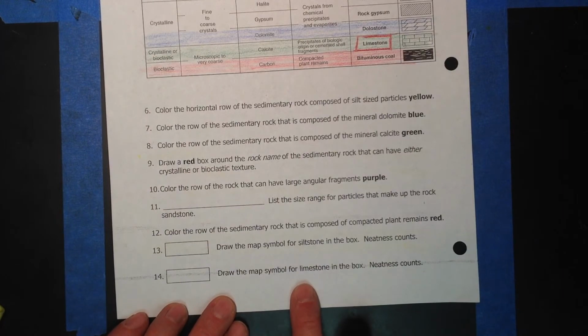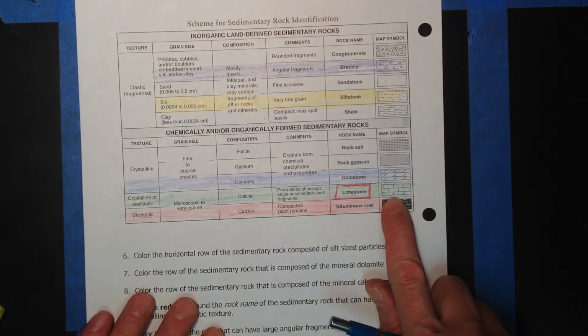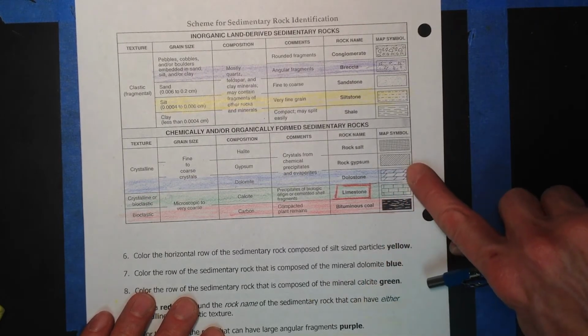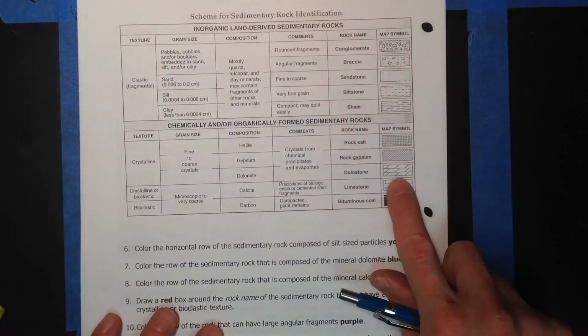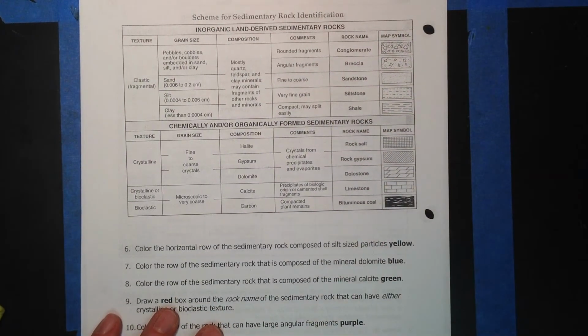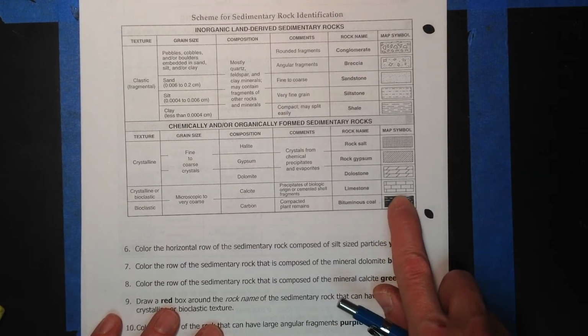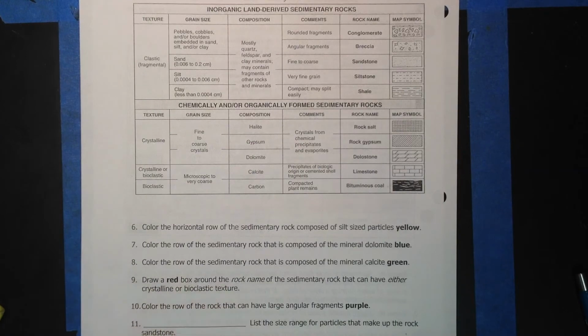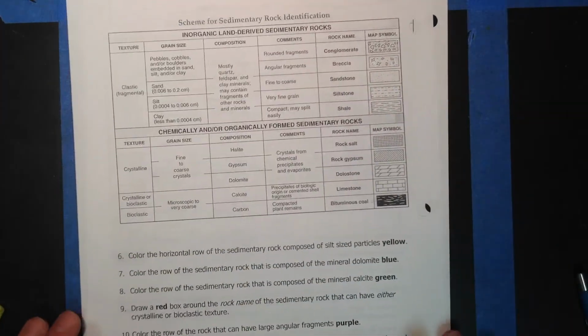And then draw the symbol for limestone in the box, neatness counts. Limestone is kind of like a brick wall pattern. Make that neat, because dolostone is similar. I'll look on the back of this. Dolostone is similar in that it's a similar pattern, but the bricks are slanted. So be careful, draw it nice and neat. It's important to get that right. So that's key. Know the know it sections.